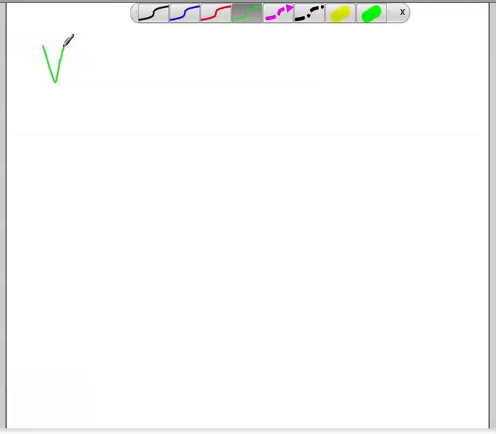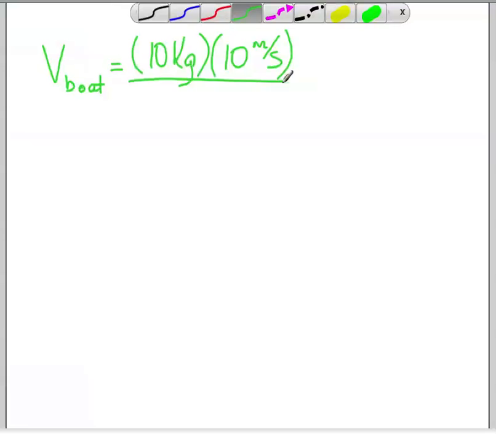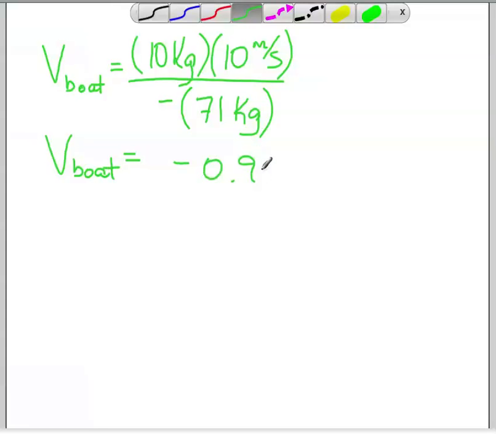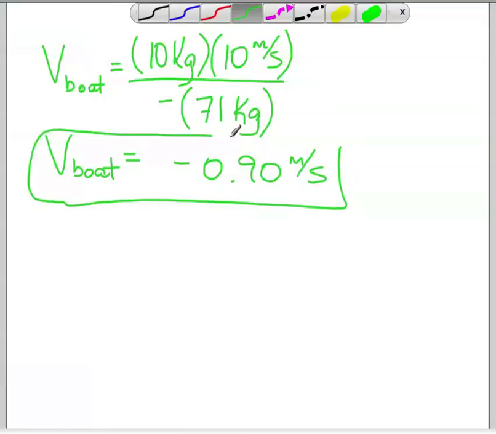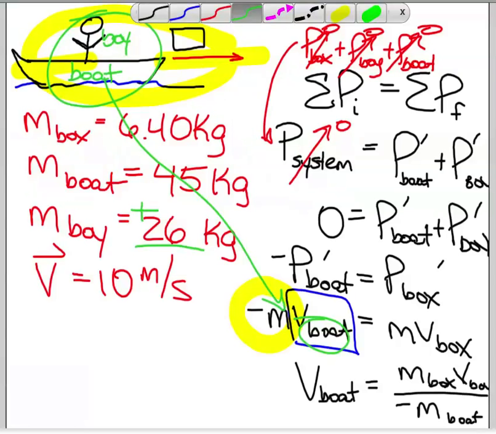So finally here, the velocity of the boat, of course, the boat and the boy together, is equal to the mass of the box, 6.4 kilograms, times the velocity of the box, 10 meters per second, in the rightward direction. We'll maintain that as positive, divided by the negative value of the mass of the boy and the boat together, which when you add together is 71 kilograms. You're now left with a velocity of the boat, once you run that through your calculator, of about negative 0.90 meters per second. The negative sign, of course, indicates that the velocity of the boat is to the left. If I go back to that first page, we expect now that this boat will be moving in the left-hand direction, or away from the direction of the box.